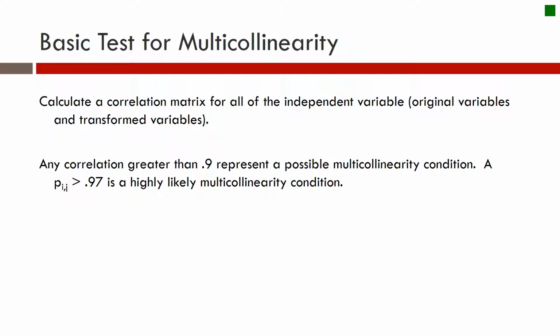The first thing that you should want to do is do a correlation matrix with the independent variables. I mean, that's basically what we want to do. You can also include the dependent variable if you want, but the bottom line is independent variables should not be highly correlated.